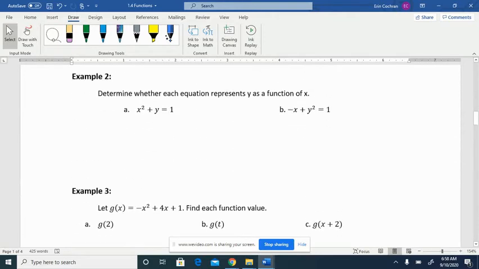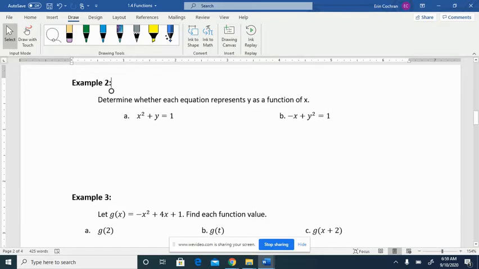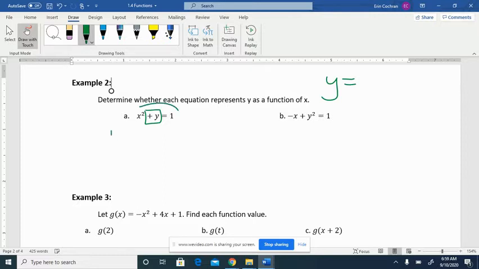All right, example 2, determine whether each equation represents y as a function of x. Okay, so if we're looking at an equation, okay, we always want our equations to be y equals something, okay? Always look at based off of y. So let's go ahead and solve for y here, okay? So to solve for y, we're going to move the x squared to the other side, and we do that by subtracting it. So we get y equals 1 minus x squared, or negative x squared plus 1.